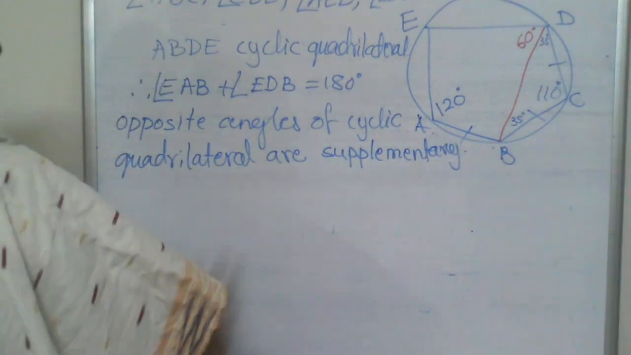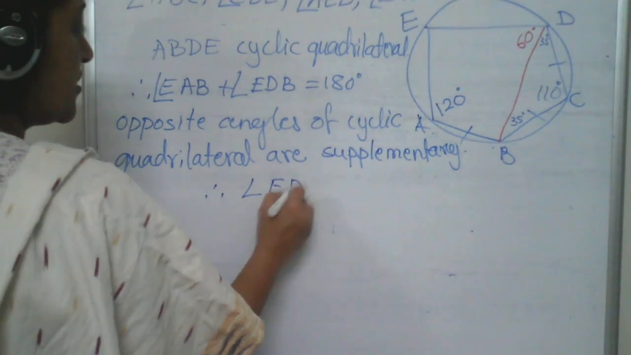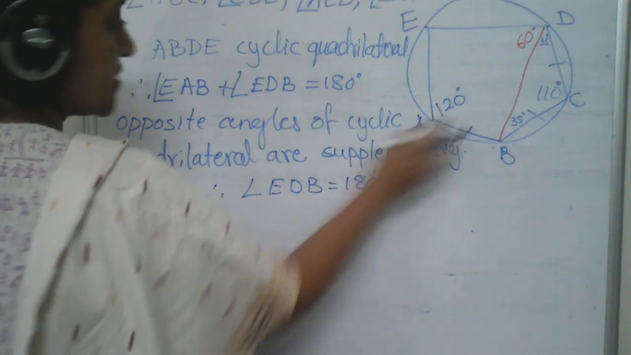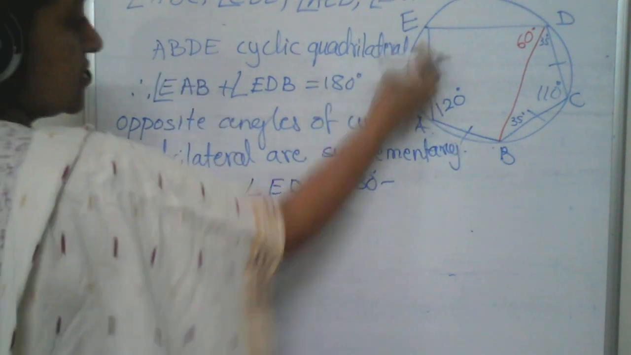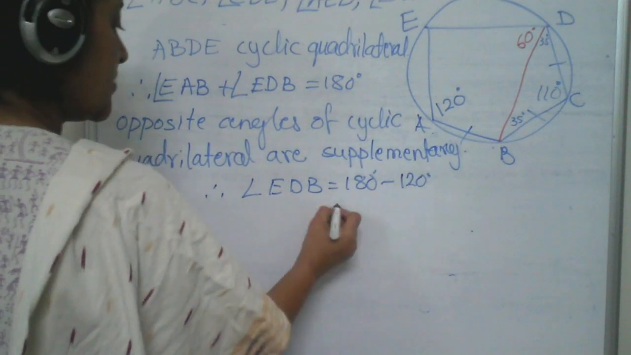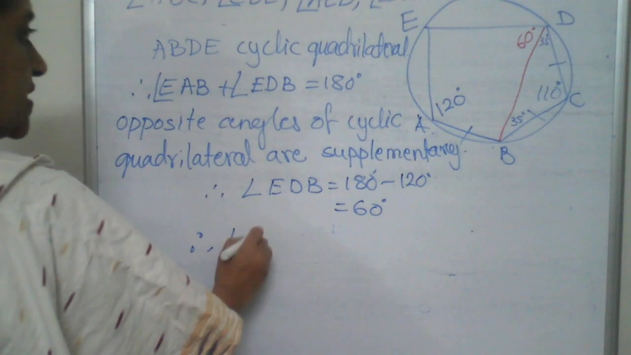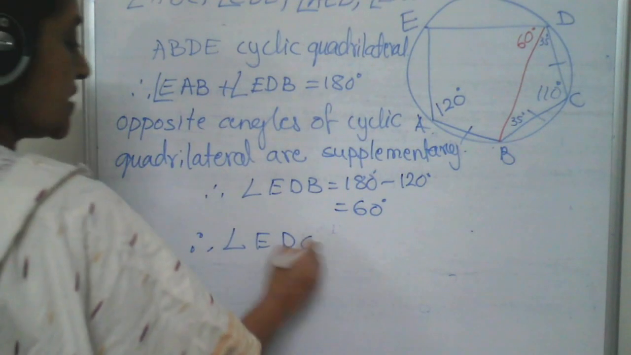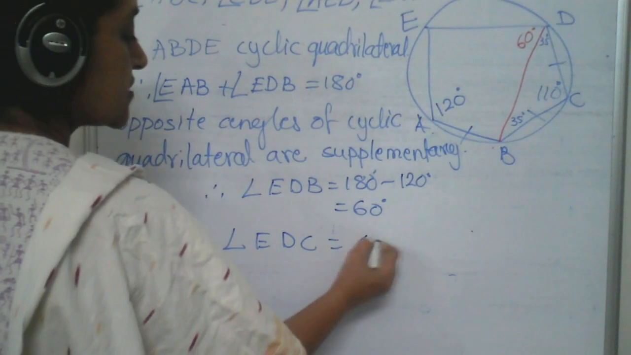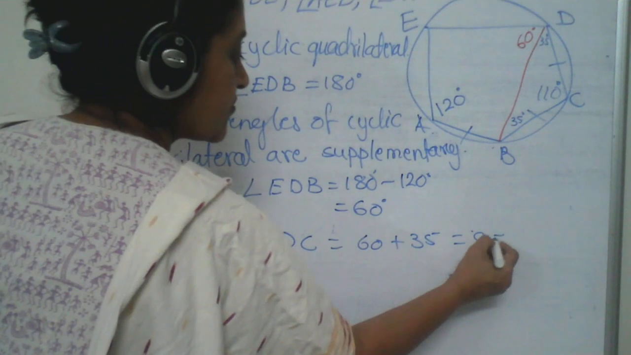Supplementary. Okay. So therefore what happens? Angle EDB is equal to 180 minus this angle EAD, meaning EAB. This is 120. So what will happen? This becomes 60 degrees. Therefore angle EDC should be what? You have to add 60 and 35. 60 plus 35, that is equal to 95 degrees.